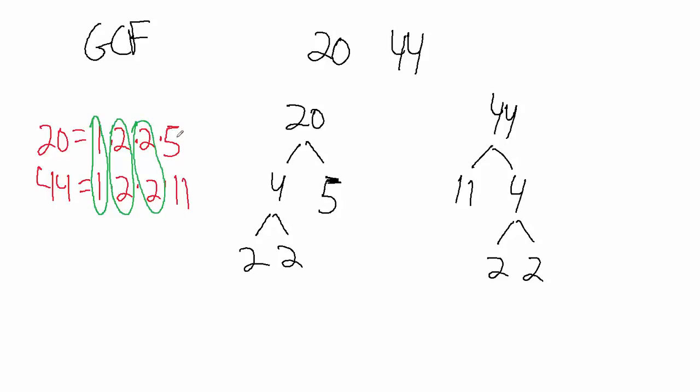Now 20 also has a factor of 5, 44 does not. 44 has a factor of 11, but 20 does not. So these are the only factors they have in common, the 1, the 2, and the 2. So then the greatest common factor, or the GCF, is the 1 they have in common multiplied by the first 2 they have in common multiplied by the second 2 they have in common. So the greatest common factor, GCF, is 1 times 2 times 2, which is 4.